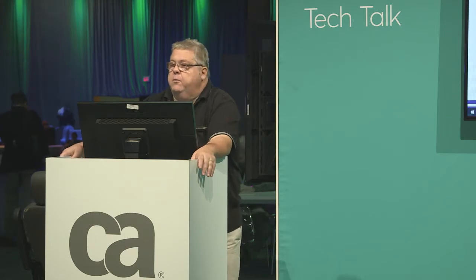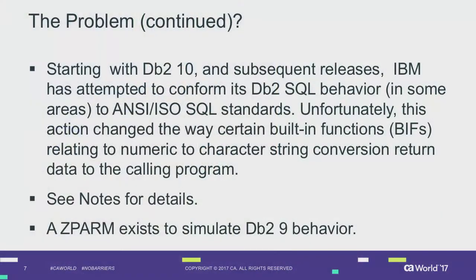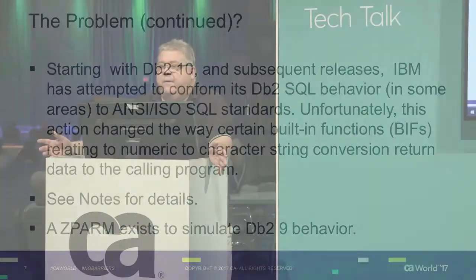But anyhow, starting with Db2 release 10, they changed the way some of their built-in functions work, notably char and varchar, when it relates to converting decimal or numeric values to character values. And the old way just won't work.